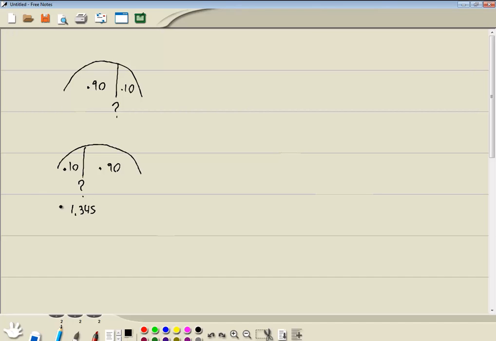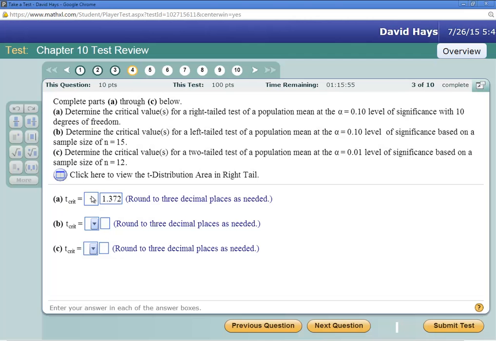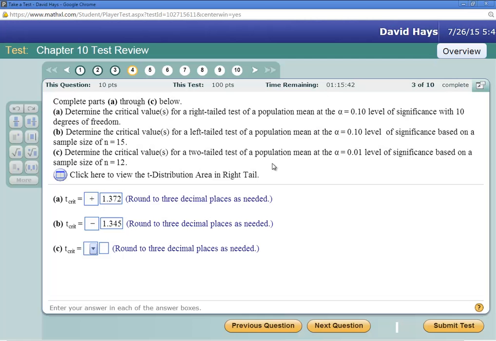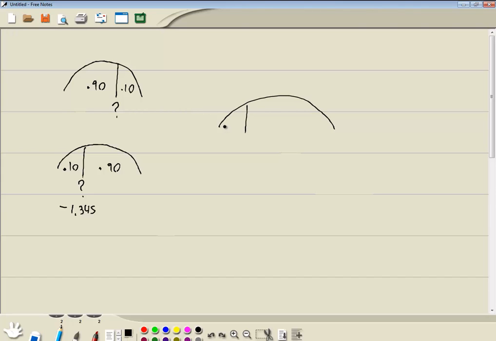And since it's on the left side, then we make it negative. So negative 1.345. And then the other one is two tails. And how much is alpha? Alpha is 1%, which means we split the 1% in our tails, so that'd be 0.005, and this will be 0.005. And we're trying to find two values here. This will be a minus version of it, and this will be a plus version of it.